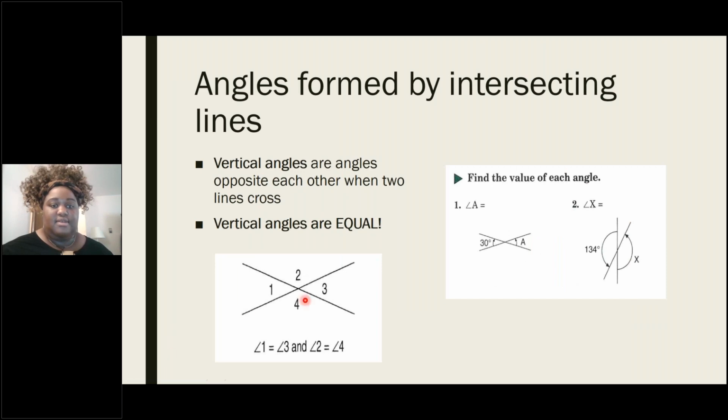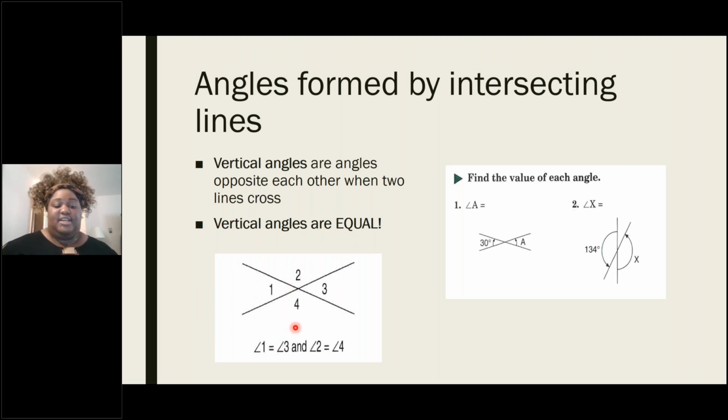Okay. So the next section is angles that are formed by intersecting lines. When we have lines that are crossing each other, we are forming vertical angles. Vertical angles are angles that are opposite each other when those two lines cross. And it's important to remember that vertical angles are equal to each other.